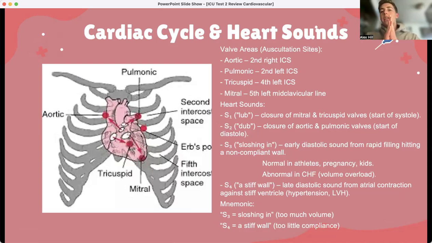So any murmur is just a sound of blood hitting itself or hitting a valve or hitting a ventricle. Blood's hitting something. And then a bruit would be if you're hearing that blood rush out somewhere outside of the heart.